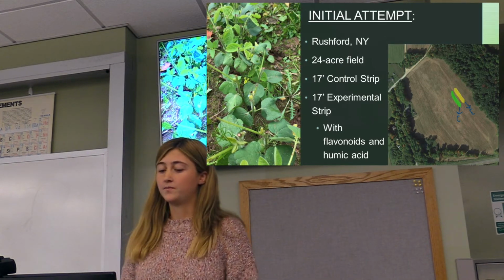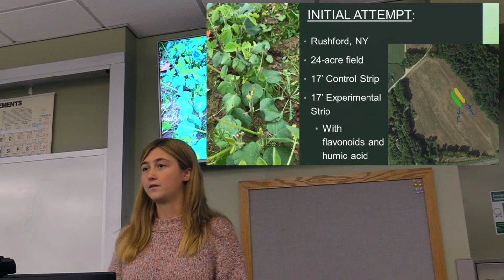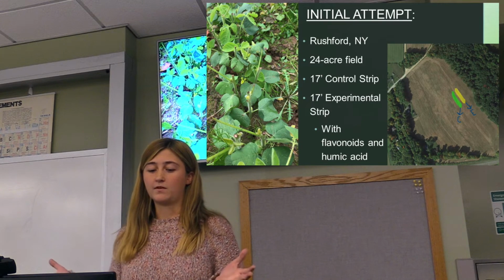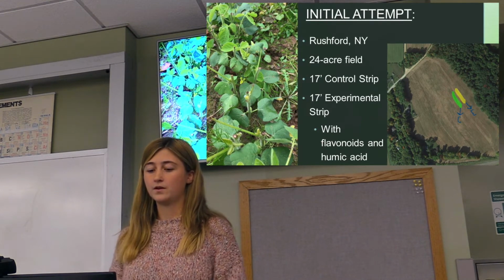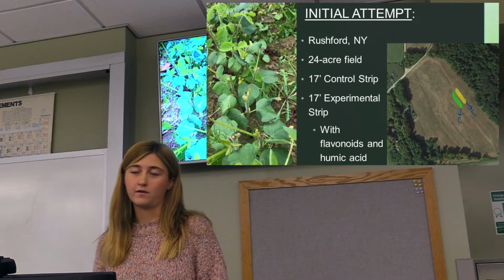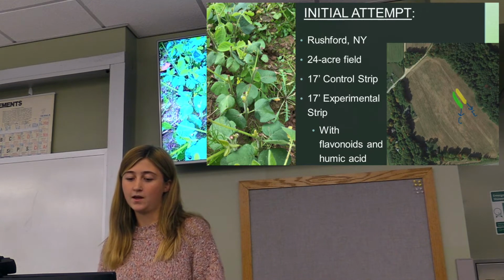I labeled them too. The experimental group was sprayed with flavonoids and humic acid about 3 weeks after their planting. I had to make sure that they had their leaves up and stable enough to support the flavonoids specifically. And the humic acid was perfectly fine either way to be put in the soil or the leaves, but the plants were able to take them either way.